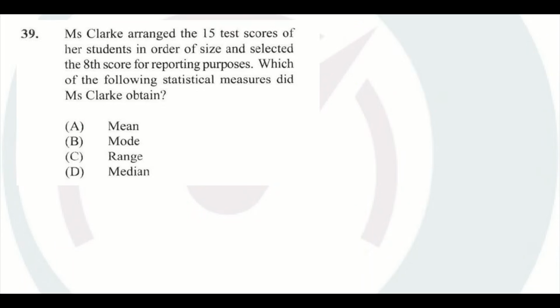Miss Clark arranged the 15 test scores of her students in order of size and selected the 8th score for reporting purposes. Which of the following statistical measures did Miss Clark obtain? So she had 15 test scores, so it can be any amount of numbers, just 15 numbers. And she took out the 8th score. So let's just write 15 numbers.